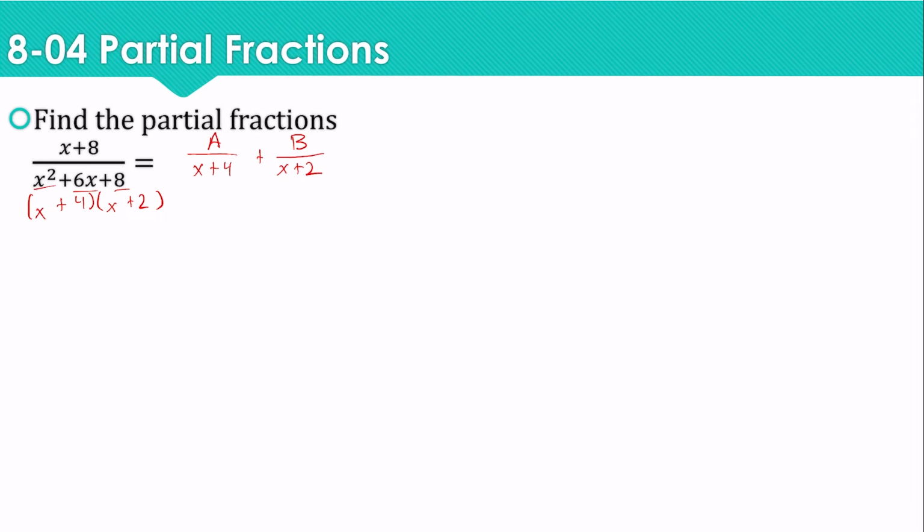Then we're going to multiply by the lowest common denominator. So I'll multiply each term by x plus 4, x plus 2, and cancel what cancels. So on the left, the entire denominator should cancel. On the right, only part of it does. So you have that left.